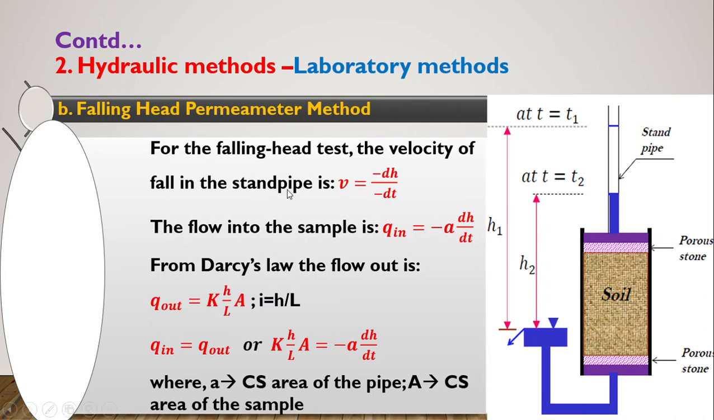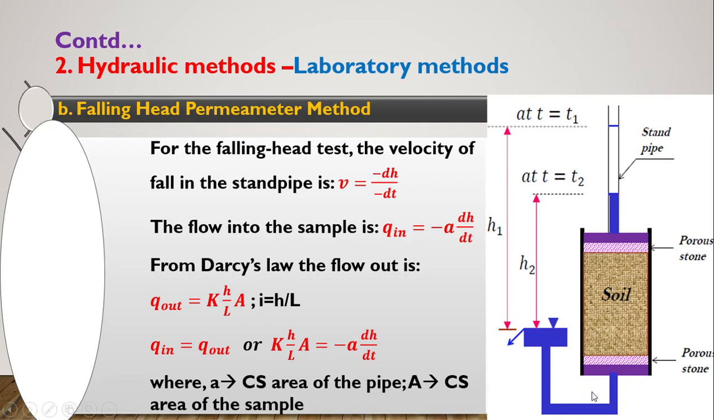And we will use this equation. Here, the velocity can be measured by dH by dt, the change in head per unit time. And the water flown into the sample is through this pipe. So that is equal to A into dH by dt, area of this pipe into change in head per time. That is the amount of water flown into the sample.